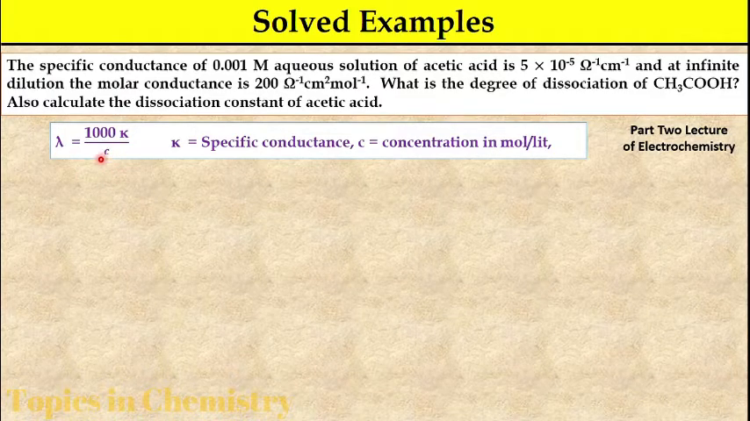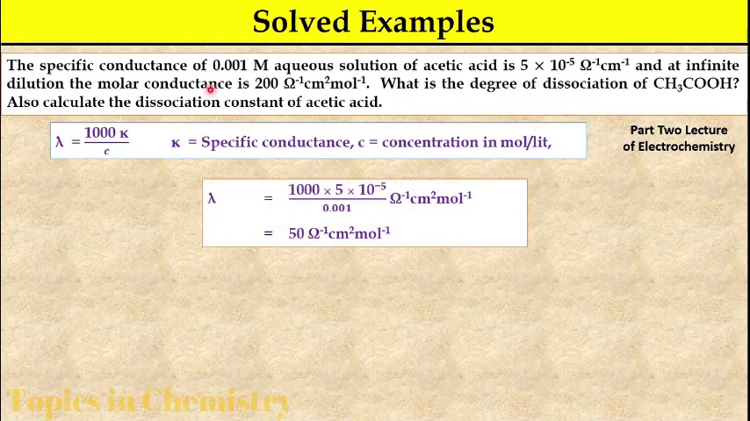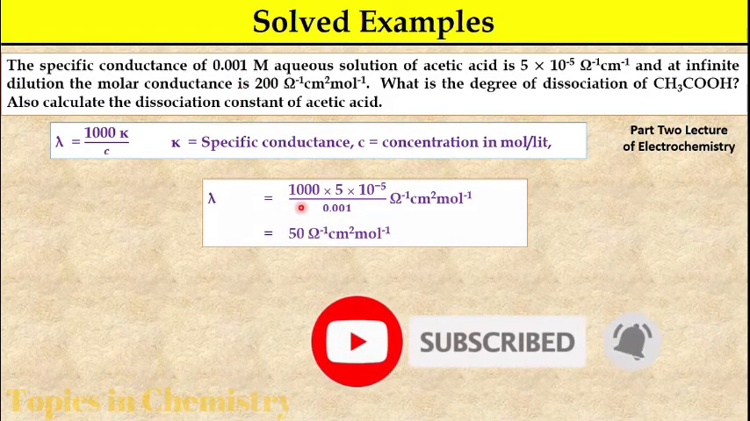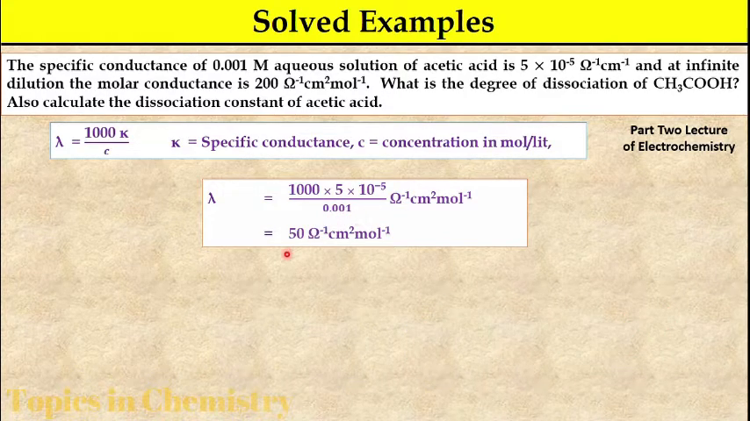Here the concentration will be in gram equivalent per liter, but here you can see the concentration is given as molar. So here the concentration is mole per liter. So you have to use that formula. So here you can see the kappa is given. Kappa means 5 into 10 to the minus 5 ohm inverse centimeter inverse, and C is equal to 0.001 molar. So put the value. So here 1000 into 5 into 10 to the minus 5 divided by 0.001 gives you the molar conductance of the solution, that is equal to 50 ohm inverse centimeter square mole inverse.